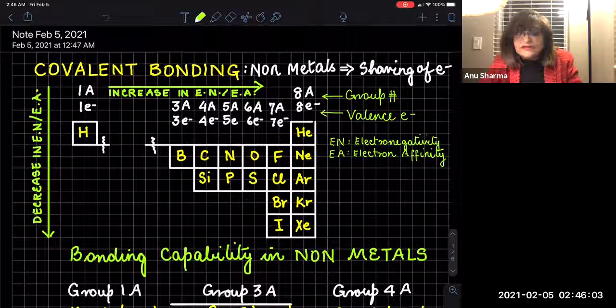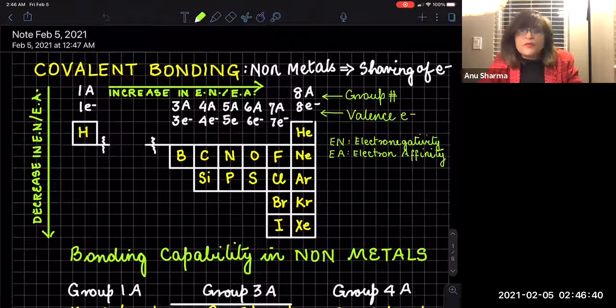Then come the halogens: fluorine, chlorine, bromine, iodine. Each one of these atoms contains 7 valence electrons. They are in group 7A. And you see the noble gases: helium, neon, argon, krypton, xenon. Except for helium, neon, argon, krypton, and xenon contain 8 valence electrons, so they are in group 8A. Helium contains 2 valence electrons, but because it's a noble gas, it is placed in the column of 8A. Okay, so this is the basic placement of the nonmetals in the periodic table.